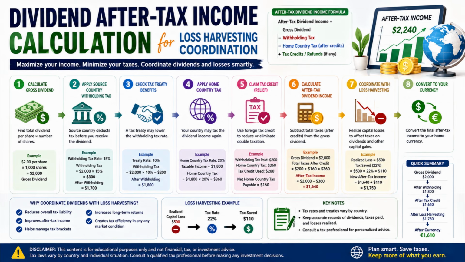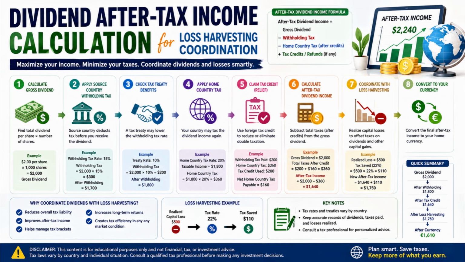Moreover, you may be able to claim a foreign tax credit or tax relief. This credit can reduce the risk of being taxed twice on the same dividend income. For example, if $200 was already paid as withholding tax and your home country tax is $360, you may only need to pay the remaining $160, depending on your country's rules. This step can make a major difference in your final after-tax income.